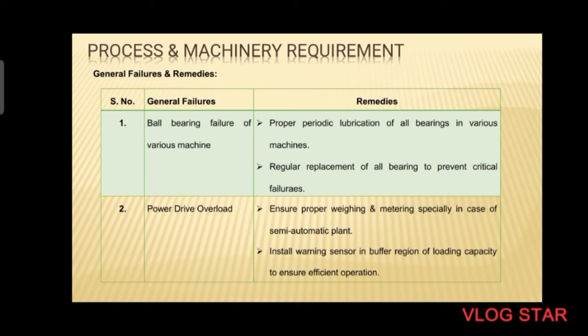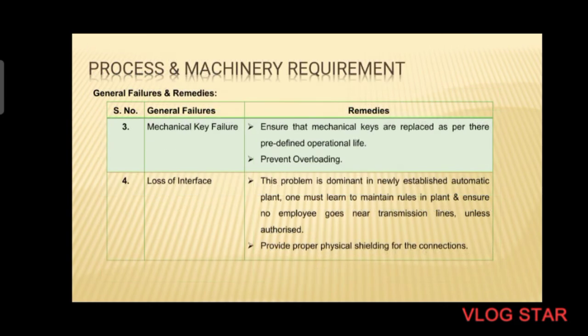Ball bearing failure of various machines. Proper periodic lubrication of all bearings in various machines. Regular replacement of all bearings to prevent critical failures. Power drive overload. Ensure proper weighing and metering, especially in case of semi-automatic plants. Install warning sensors in a buffer region of loading capacity to ensure efficient operation. Mechanical key failure. Ensure that mechanical keys are replaced as per their predefined operational life.